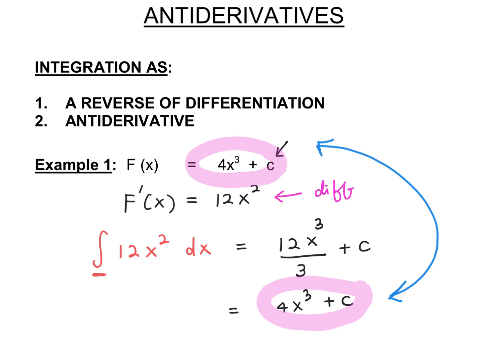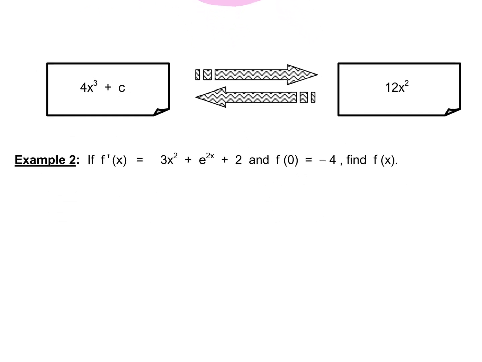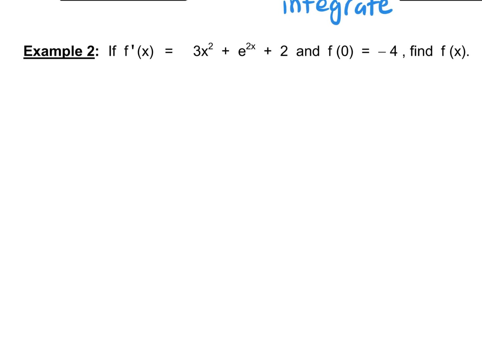So let's check on the first example that we have. These are the figures that you have in your book. From 4x to the power of 3 plus c, if we differentiate this, differentiation of that will give you 12x squared. And if you integrate this, to the left, you integrate that, then you are going to get back the original equation. So those are the figures that you have in your book. Now let's continue with example 2.